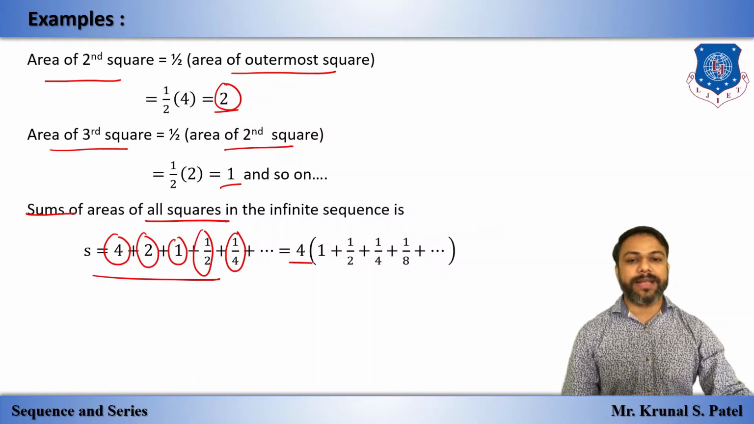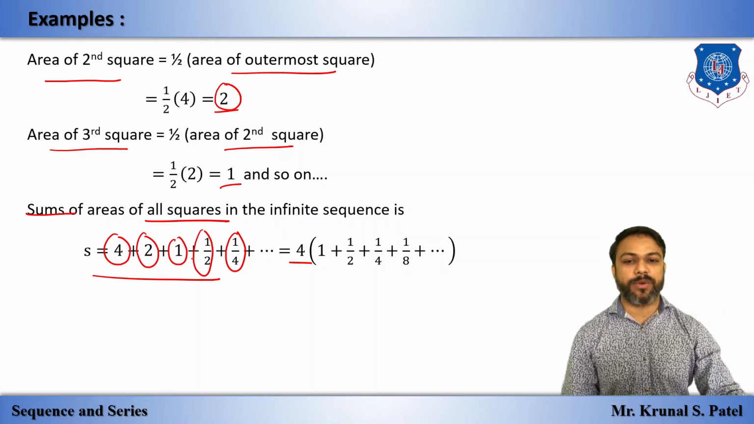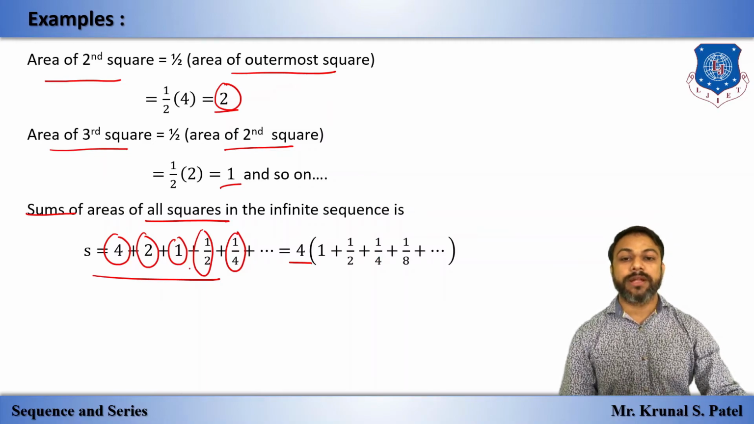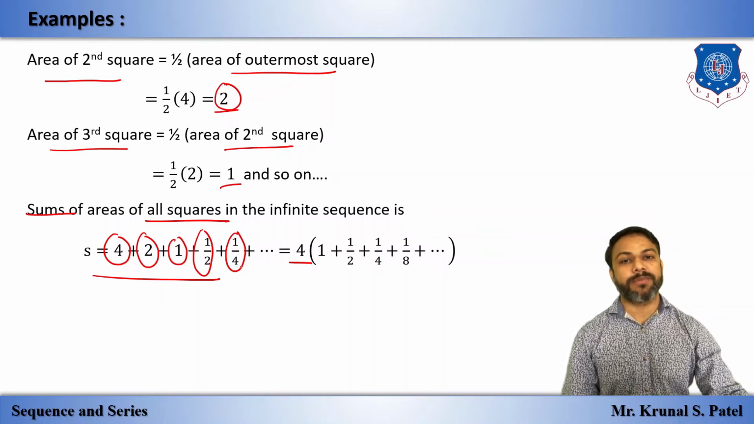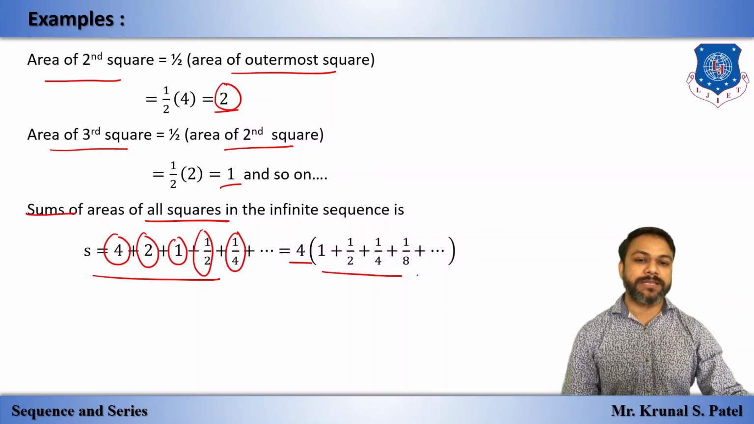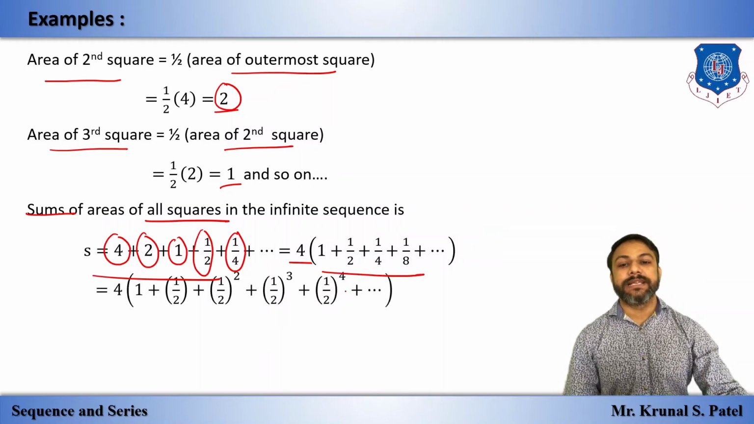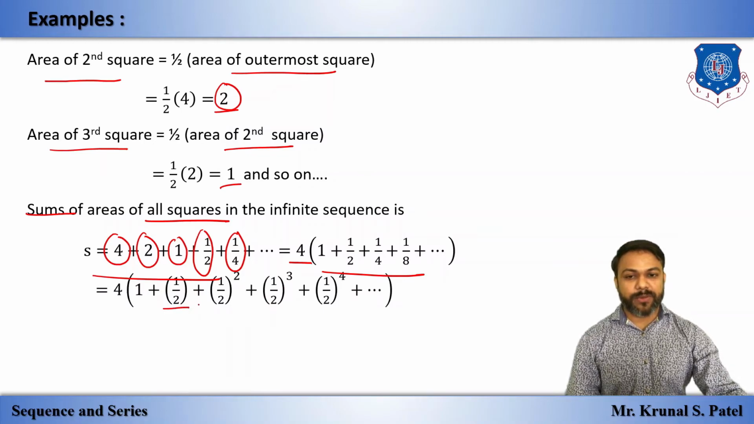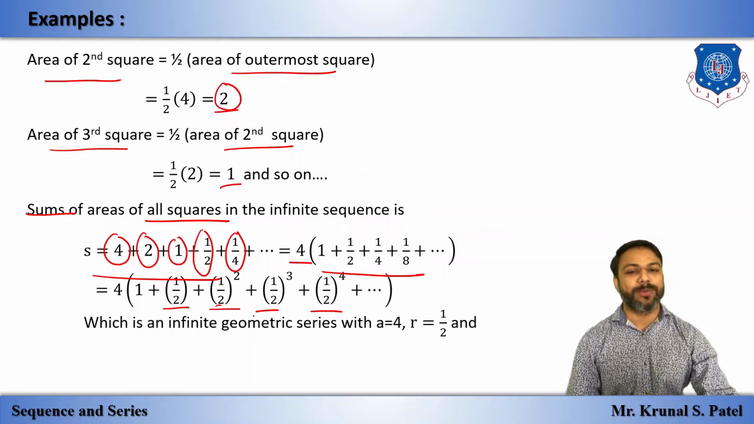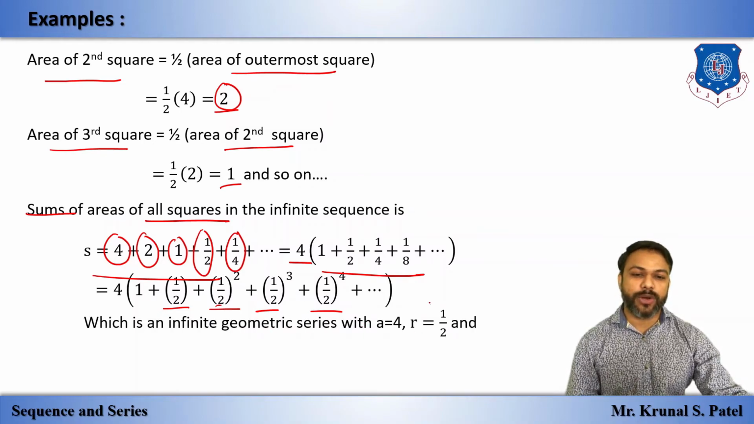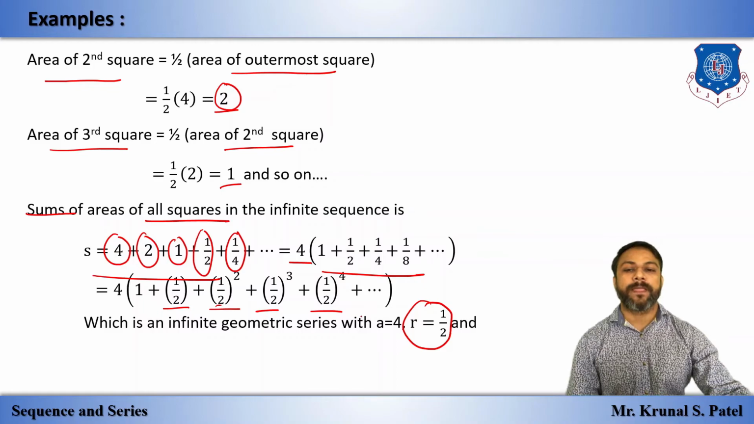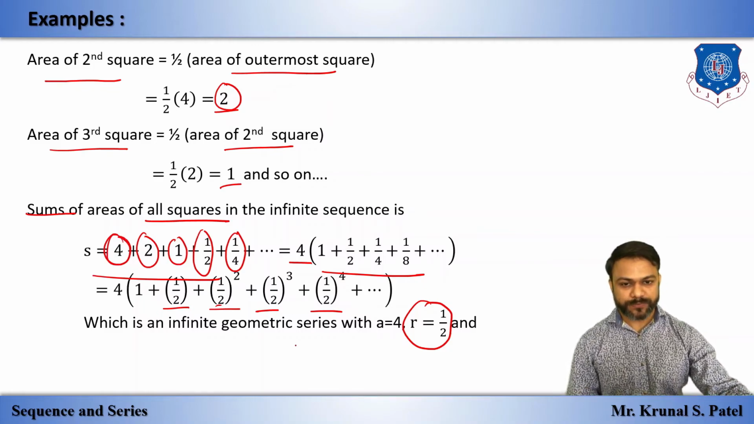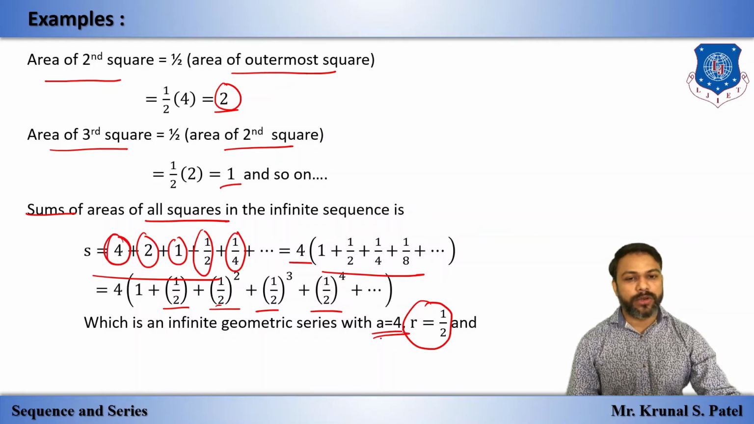If we take 4 outside, 4 becomes 1, 2 becomes 2 by 4 which is 1 by 2, 1 by 4 is 1 by 4, 1 by 2 divided by 4 is 1 by 8, 1 by 4 divided by 4 is 1 by 16, and so on. We can write this in the form 1 by 2, 1 by 2 raised to 2, 1 by 2 raised to 3, and so on. And this is our geometric series with common ratio r equal to 1 by 2, and first term A equal to 4.